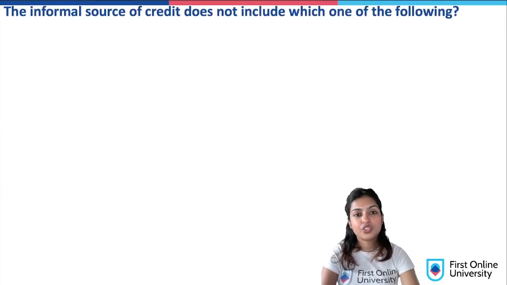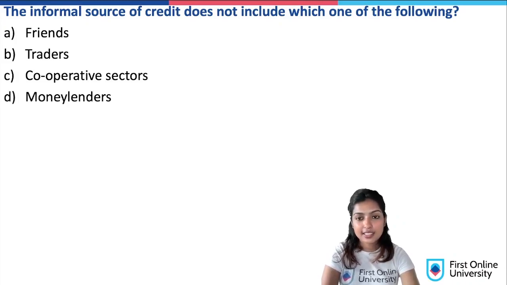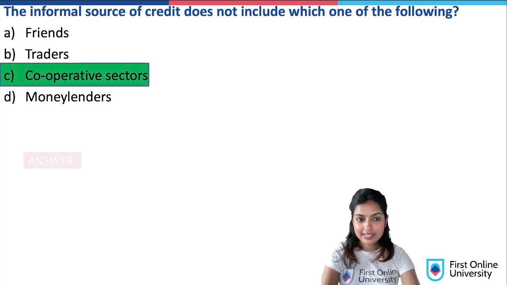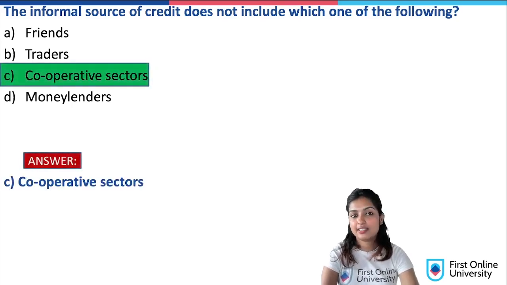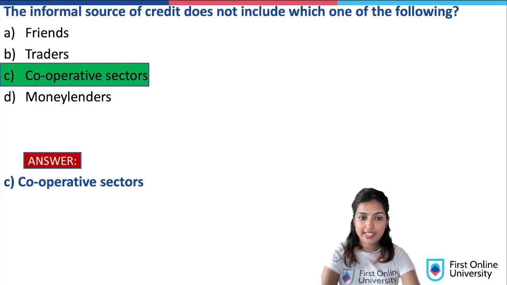The informal source of credit does not include which one of the following? A. Friends. B. Traders. C. Cooperative sectors. D. Moneylenders. The answer is C. Cooperative sectors. Traders, friends, and moneylenders belong to the informal source of credit.